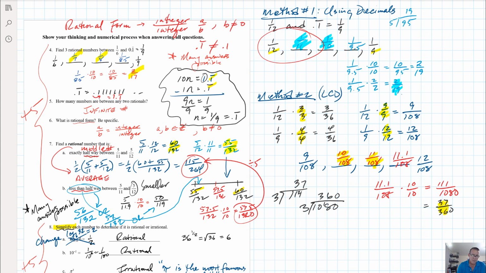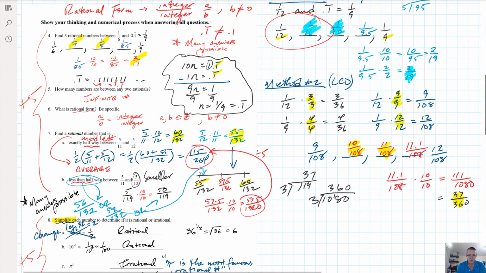Okay. Number 6, I already talked about, rational form. That is just an integer over an integer. I went over that a billion times.